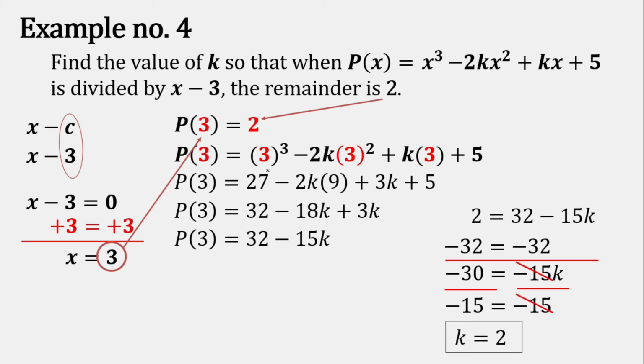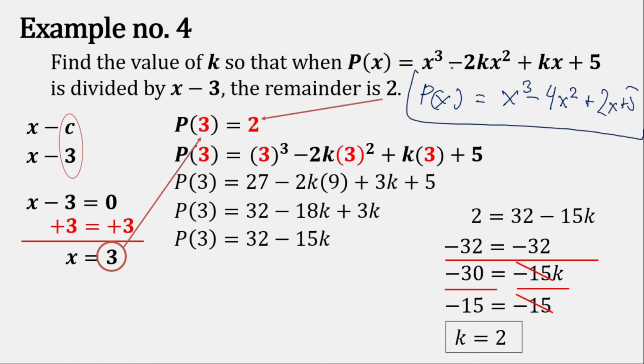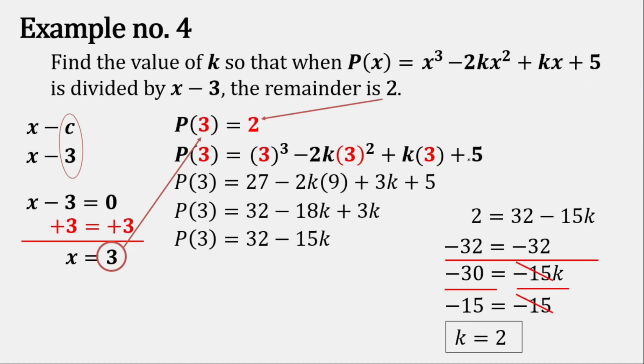So the question is find the value of k. But if we are asked to find the polynomial expression, just substitute 2 for k. So we have p of x will be equal to x cubed minus 2 times 2, which is 4, 4x squared, then we have positive 2x plus 5. This is our real polynomial expression. But since we were asked to find k, we'll just stick to k is equal to our answer.